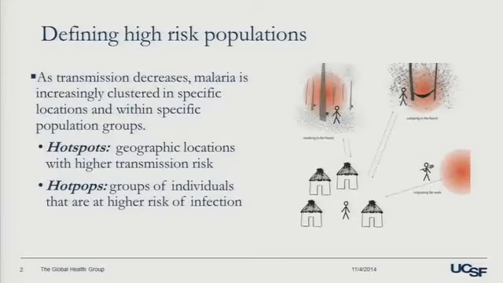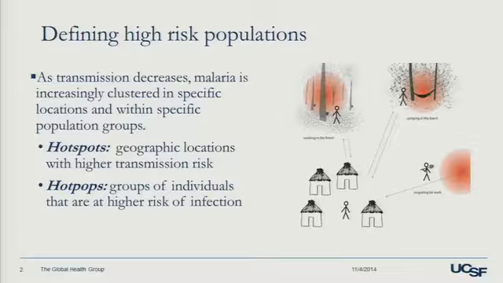So as Alan and Rolly mentioned, talking about defining high-risk populations, there's a couple of ways that this can be conceptualized. As transmission decreases, we know that it becomes increasingly clustered. And this clustering occurs both geographically and within demographic groups. We can talk about the geographic clustering as clustering within hotspots. These are geographic areas where transmission rates are higher than average.